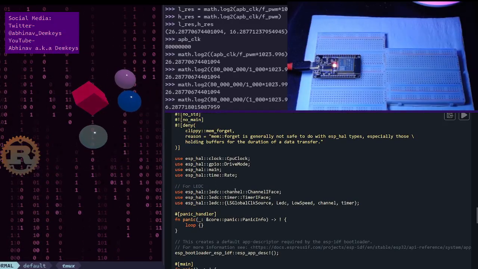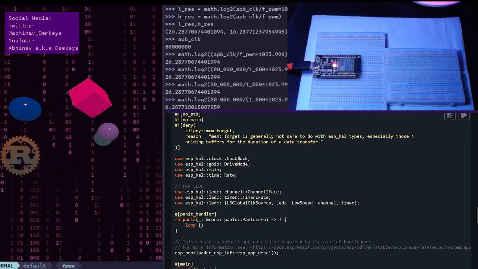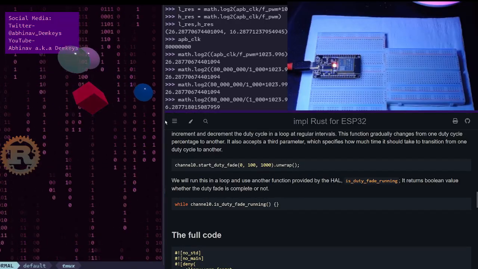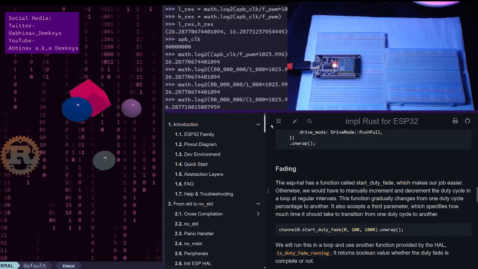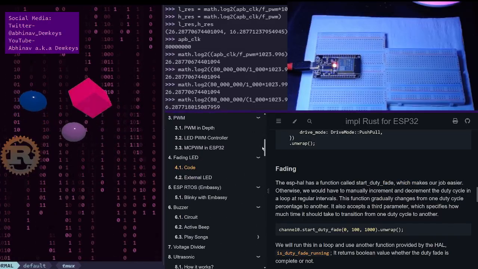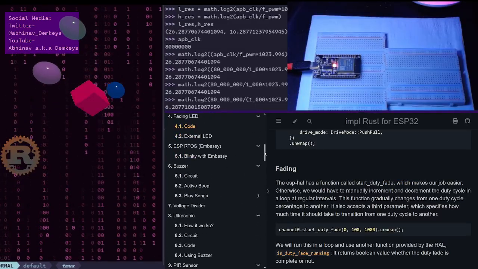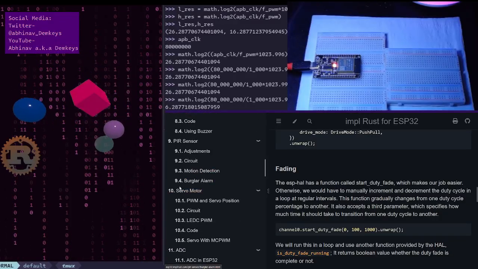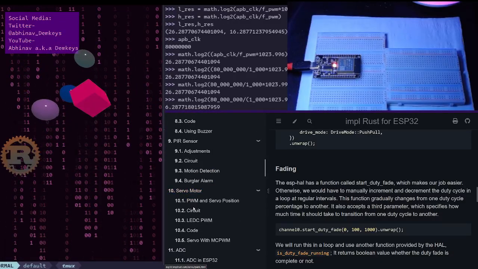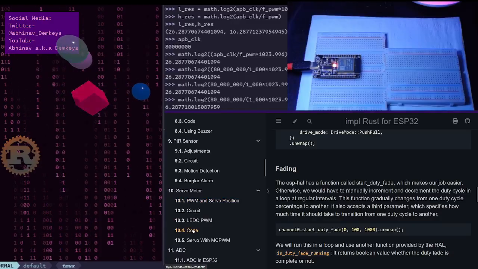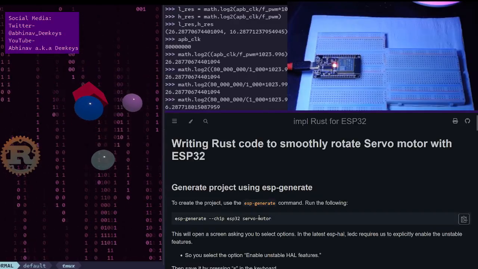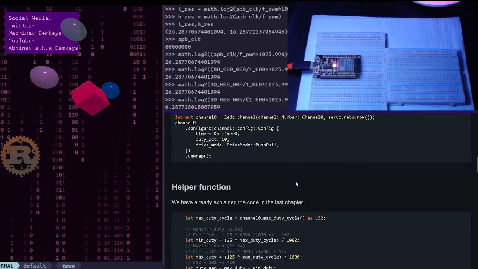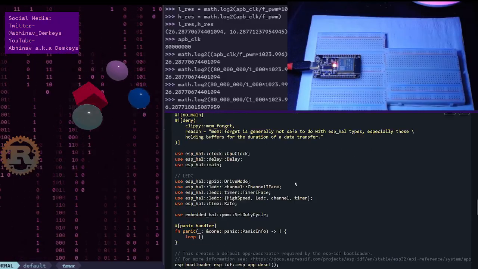Time rate LEDC. Oh, this is for, yeah, let's go to MCPWM. I don't know if they, well, they do have an example for a servo motor. Yeah. PWM and servo position, LEDC PWM code. There's no using statements here. Wait, no. Down, full code.